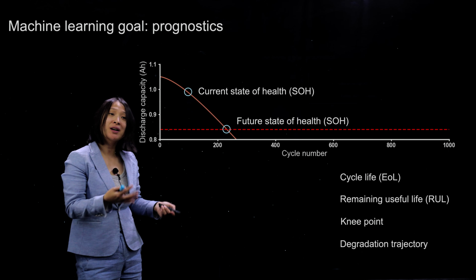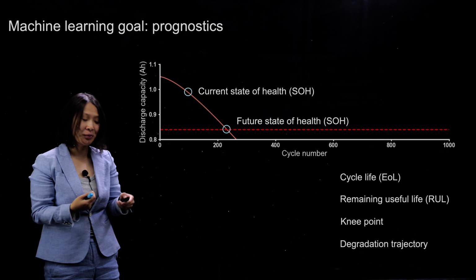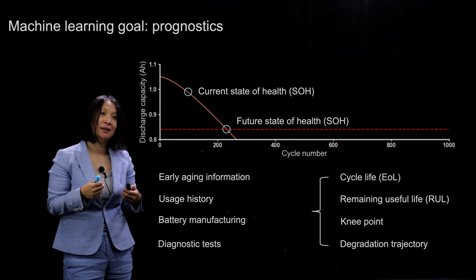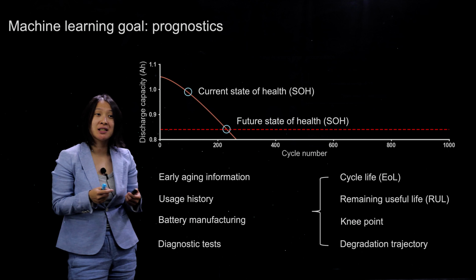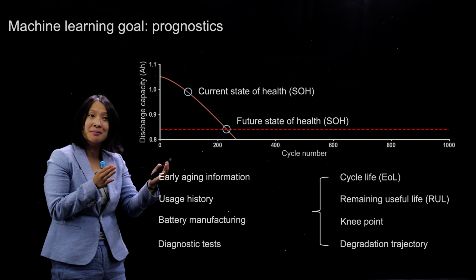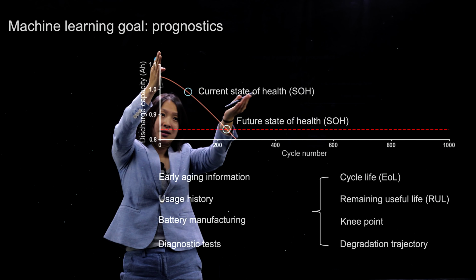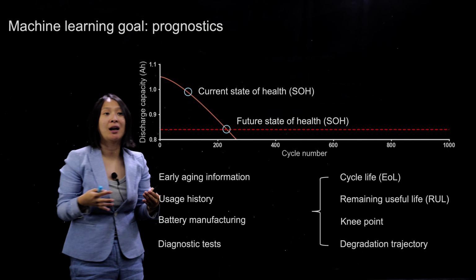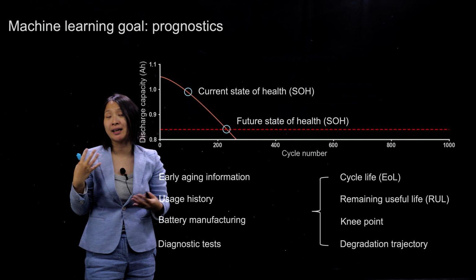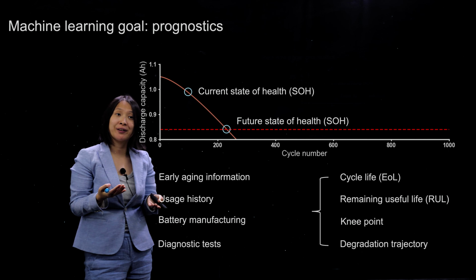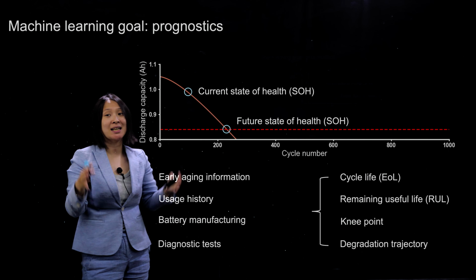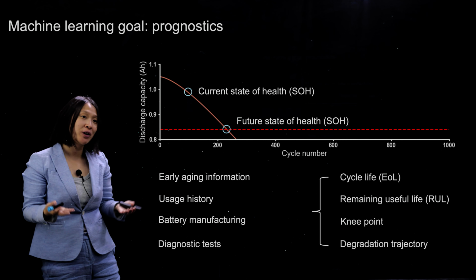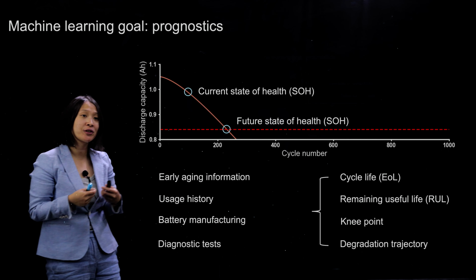We also need to consider where we get our input information. When we are constructing our machine learning models, we can take input information from the early aging information, like the cycling information up to the current state of health. We can also use the usage history, if the battery cycling data is collected in the field, so it's the drive cycle information from a driver, the battery usage history.